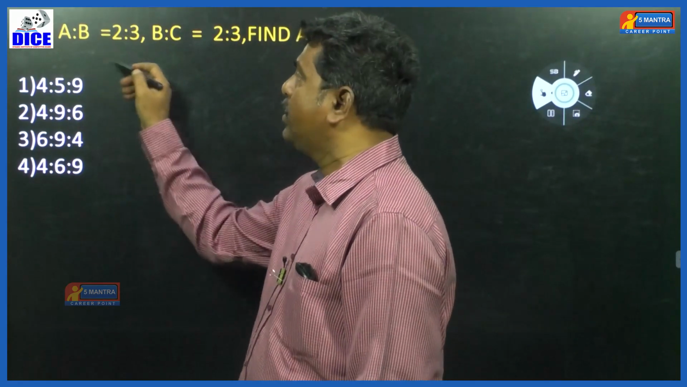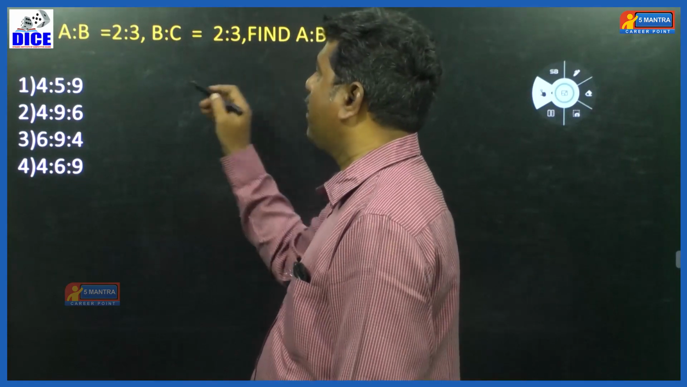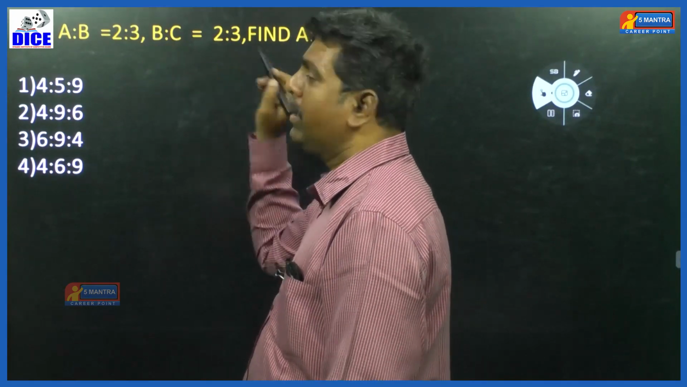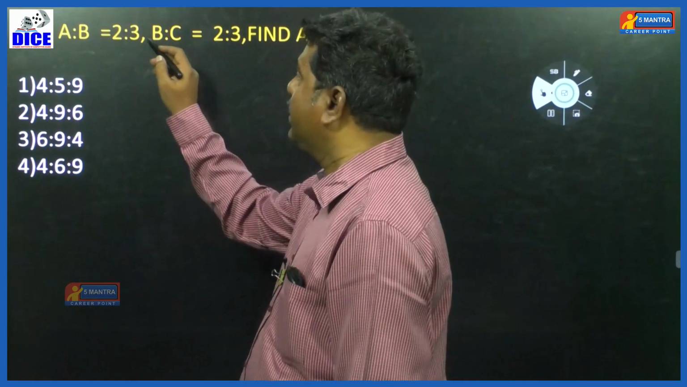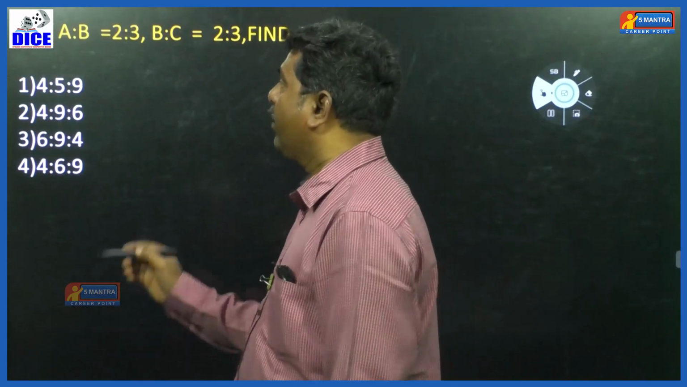The meaning is A means 2, B means 3. Here B means 2, C means 3. Suppose here also B is 3, here also 3, then we can write down directly 2 is to 3 is to 3. But here B value is 3, here B value is 2. Now how to find out this model, see here we can write down like this.